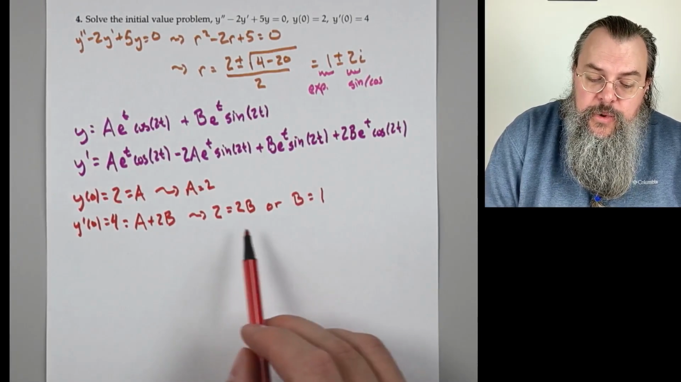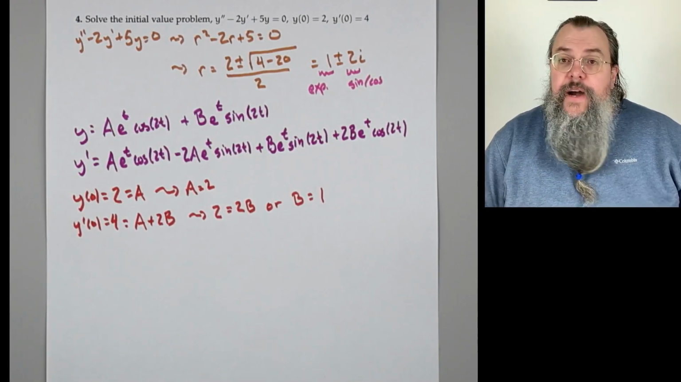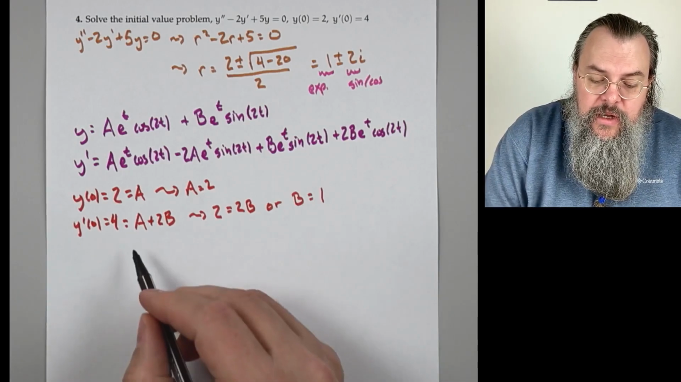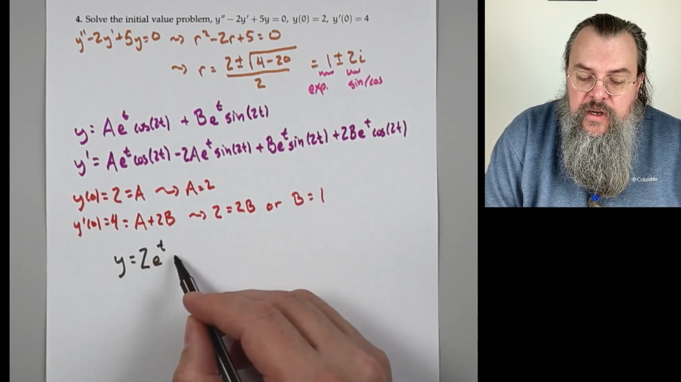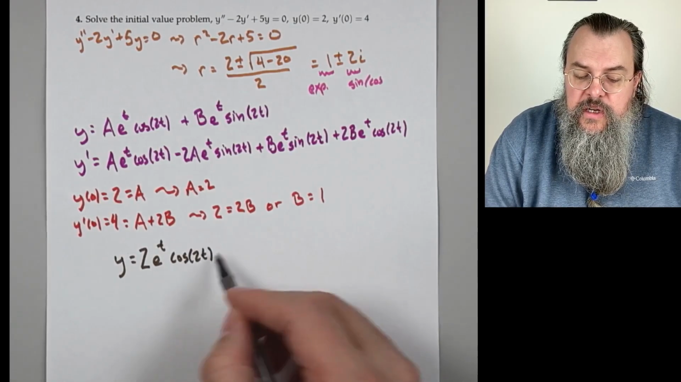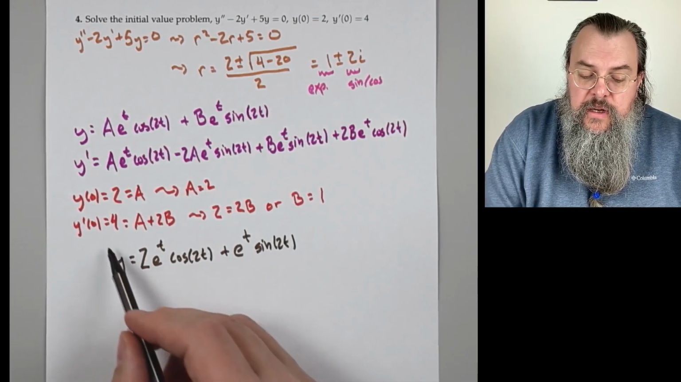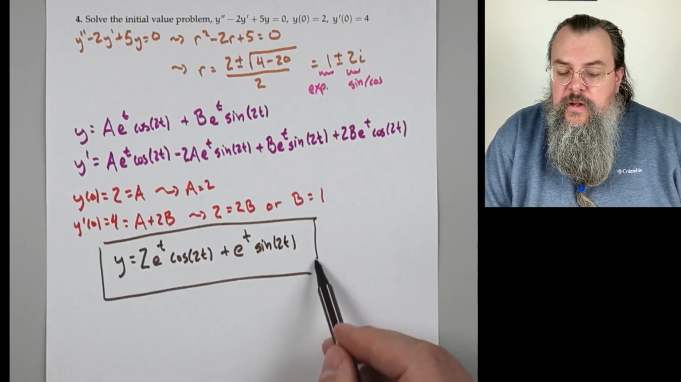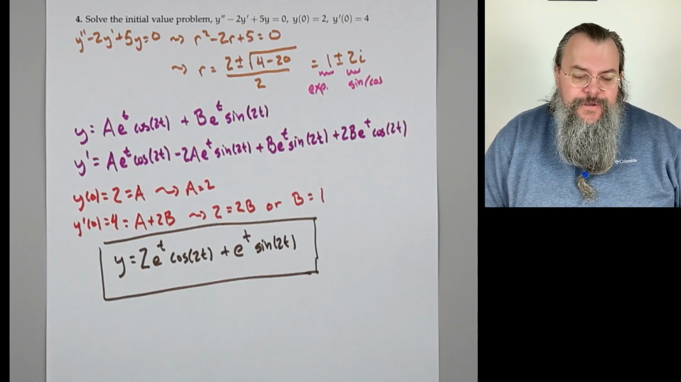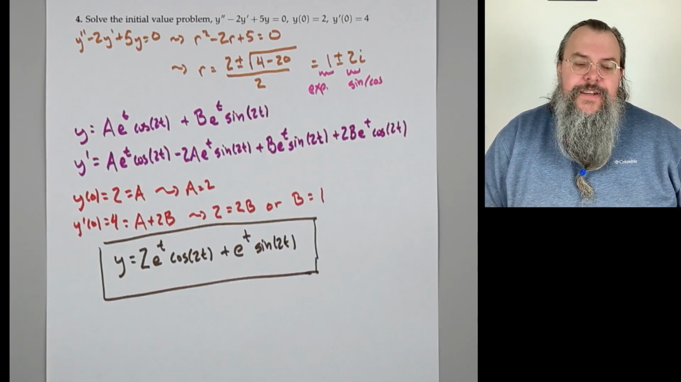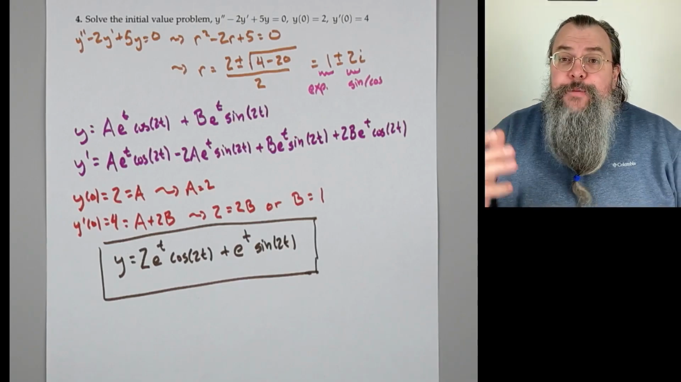So, putting in our values for a and for b, we come now to our final answer. Namely, y is equal to 2 e to the t cosine of 2t plus e to the t sine of 2t. And we're done. That's everything. Woohoo! Nice. All right. Wow. We're flying. We're over halfway done.